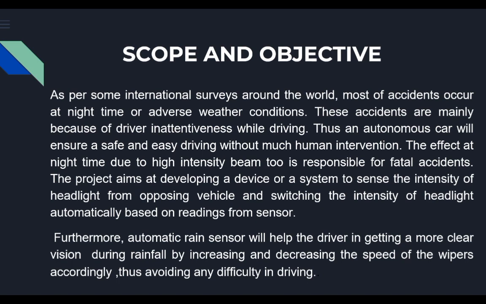The project aims at developing a device or system to sense the intensity of the headlight from an opposing vehicle and switching the intensity of the headlight automatically based on readings from the sensor. Furthermore, the automatic rain sensor will help the driver get a clearer vision during rainfall by increasing or decreasing the speed of the wipers accordingly, thus avoiding any difficulty in driving.